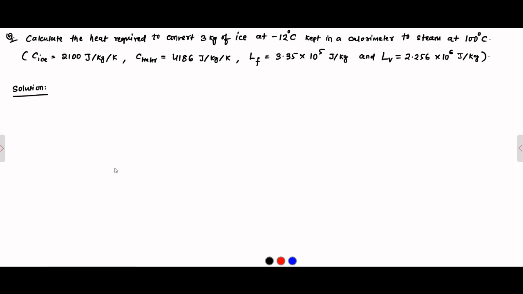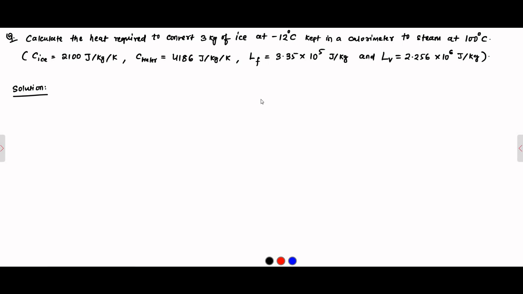And then some information is given about specific heat of ice, which is equal to 2100 joule per kg per Kelvin. Then specific heat of water, which is 4186 joule per kg per Kelvin. Latent heat of fusion, which is equal to 3.35 into 10 to the power 5 joule per kg, and latent heat of vaporization, which is equal to 2.256 into 10 to the power 6 joule per kg.